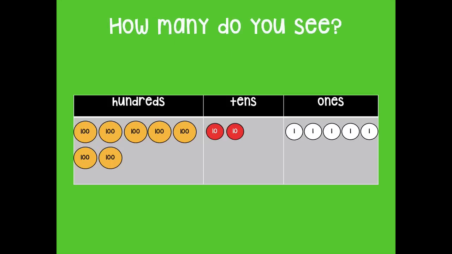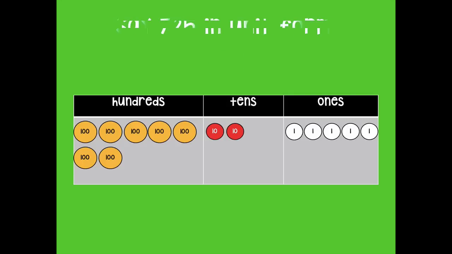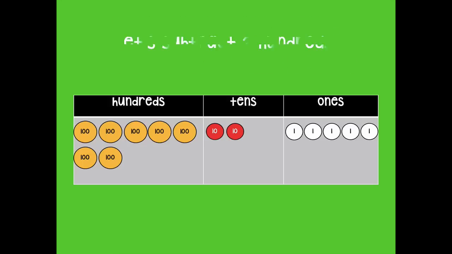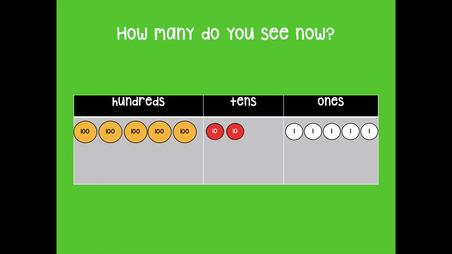So how many do you see? What number is this, friends? Yeah, it's 725. So say 725 in unit form. 7 hundreds, 2 tens, 5 ones. Let's subtract 2 hundreds, okay? So 1, 2. How many do you see now? Yeah, now we have 5 hundreds, 2 tens, and 5 ones.